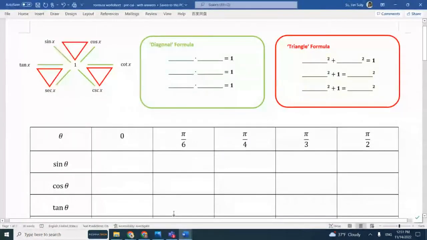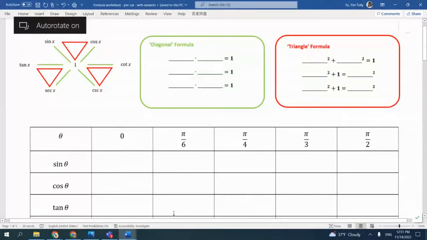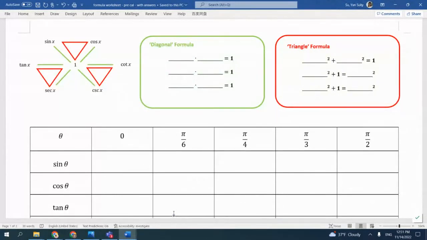Okay, so look at the handout. What are the formulas we learned? This hexagon, the way we write it: sine, cosine, tangent, cotangent, secant, cosecant, and we put 1 in the middle. Okay, the diagonal formula. There are 3 diagonals. We know the product of the 2 ends is the middle one, right?